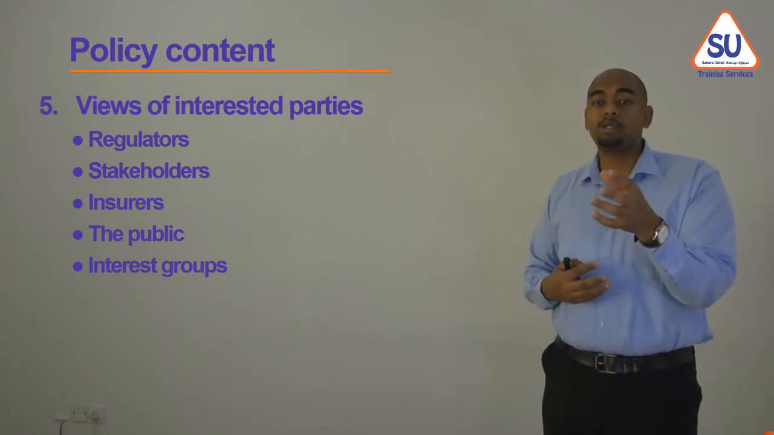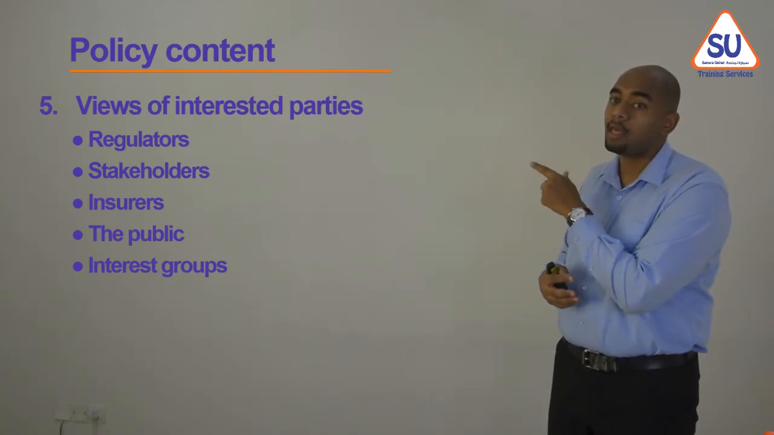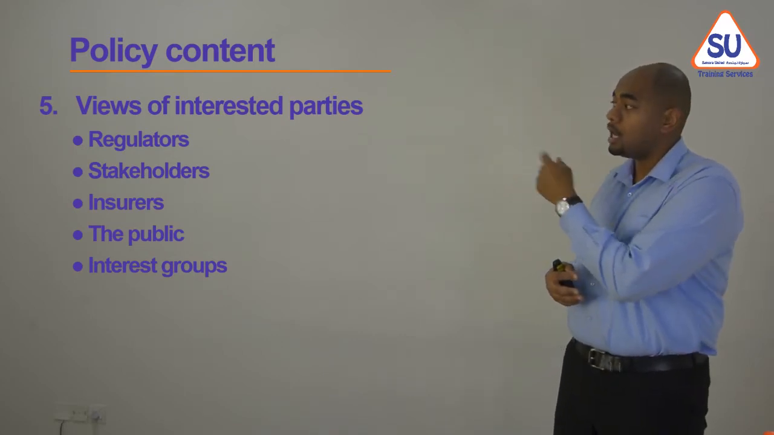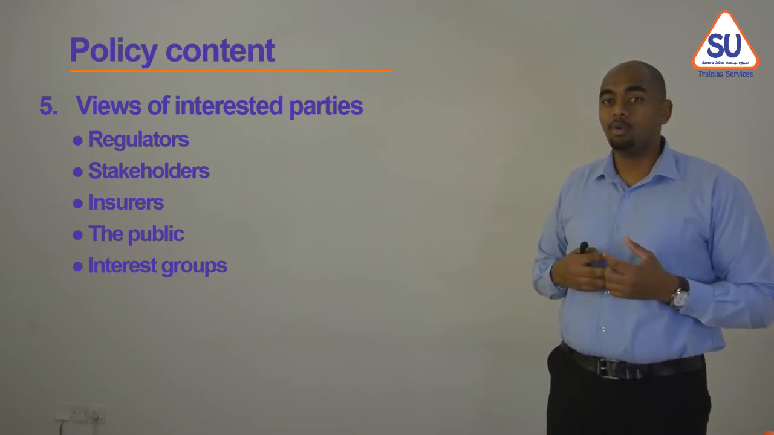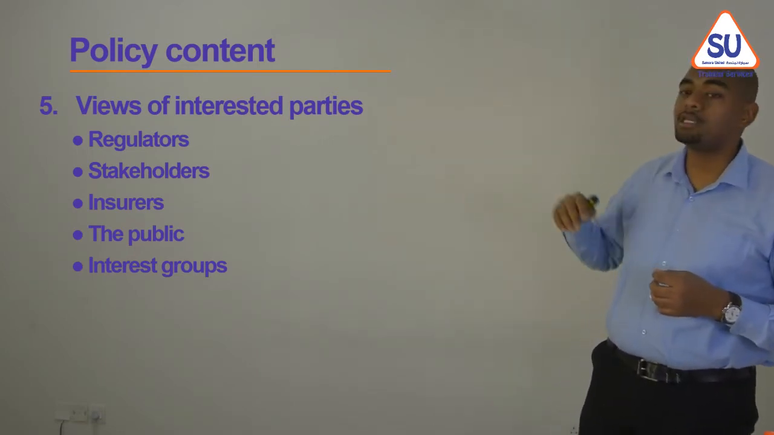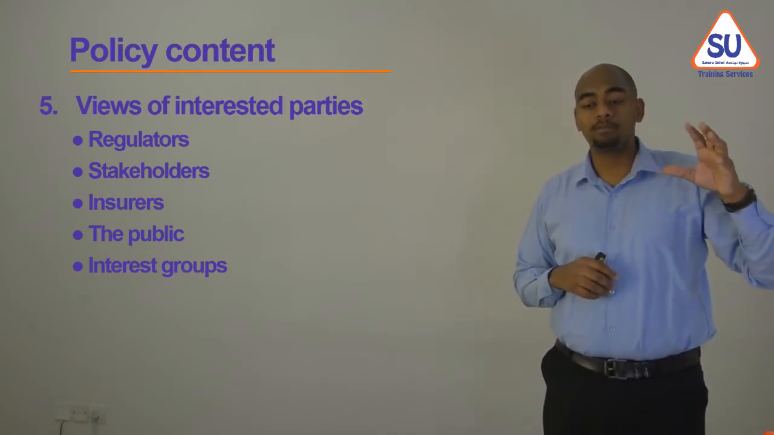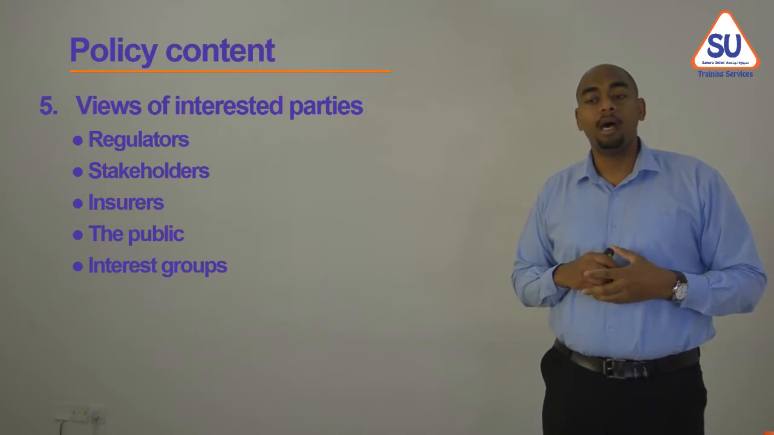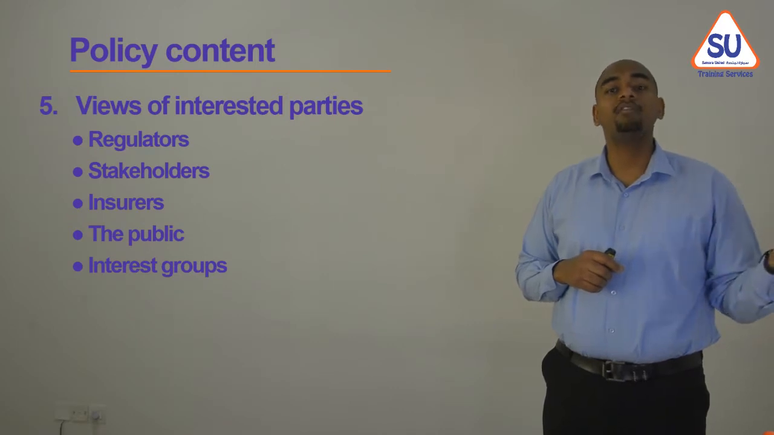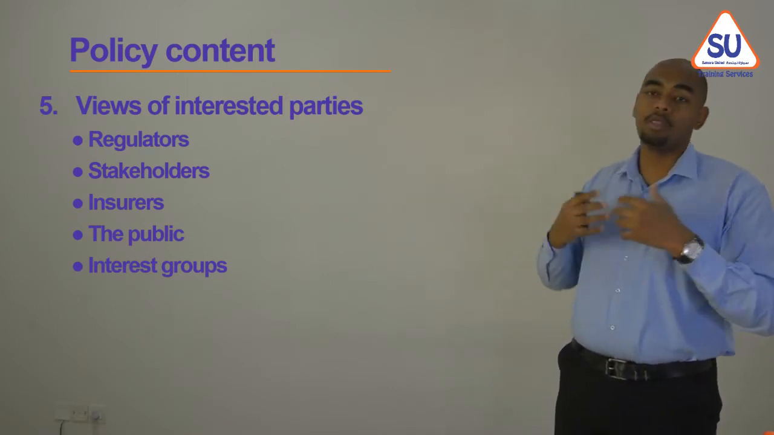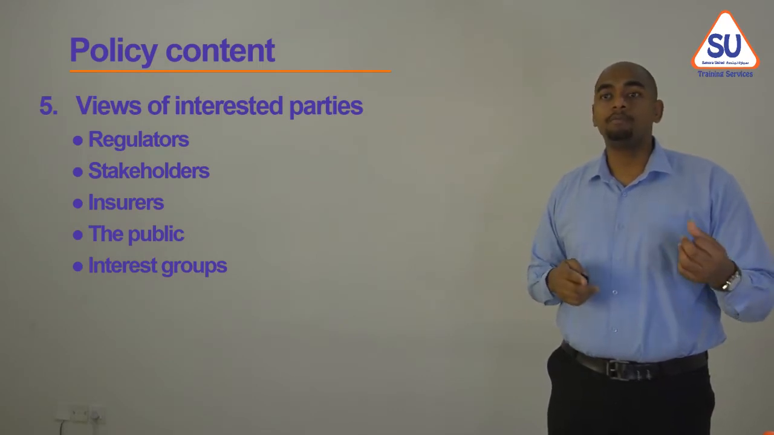So interested parties include the regulators, the stakeholders, the insurers, the insurance companies, and also the public, or neighbors also. They are included within the interested parties, and also the interested groups. Interested groups can be international bodies, and also they can be a local government or local non-governmental organizations. Regulators, those are the governmental organizations. Okay.